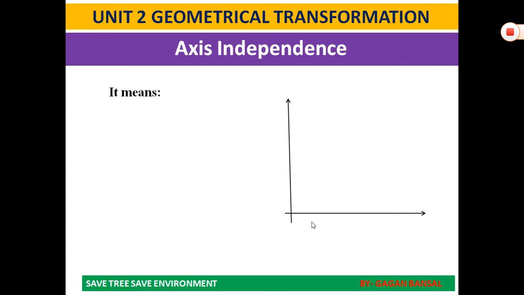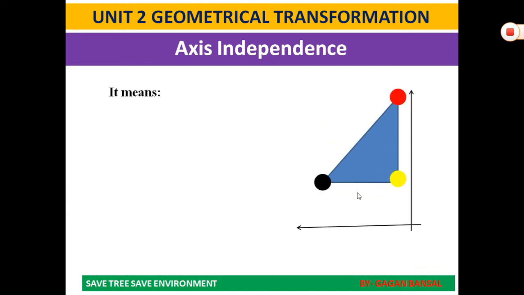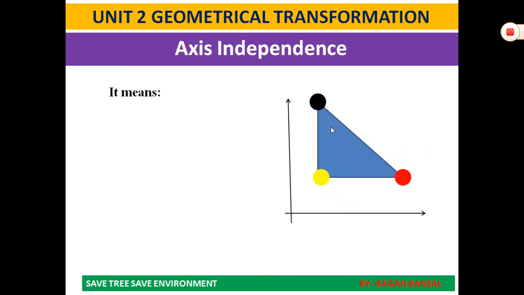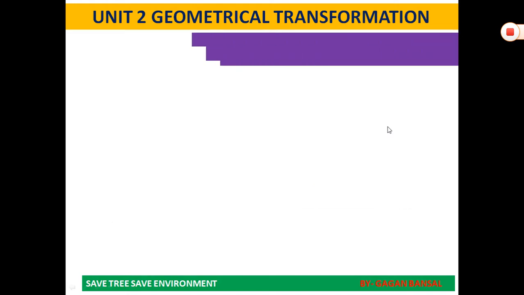Suppose I have a two-dimensional plane axis in which I have three coordinates, shown in red, yellow and black, together making a triangle, and suppose it has been rotated by 90 degrees. So the axis independence property says that the triangle remains the triangle. That means the curve does not change its orientation, or we can say its shape, even if it is rotated by any angle. So that is axis independence.